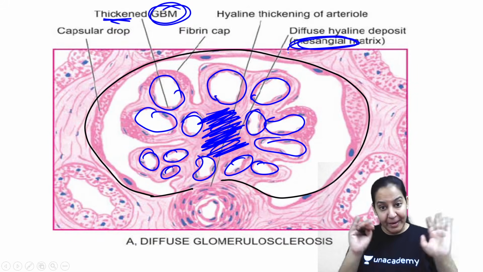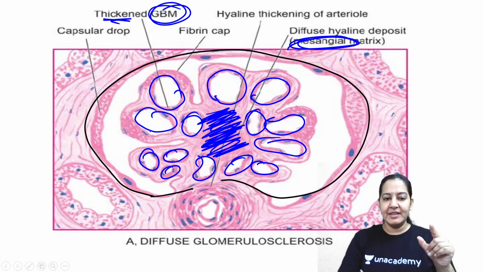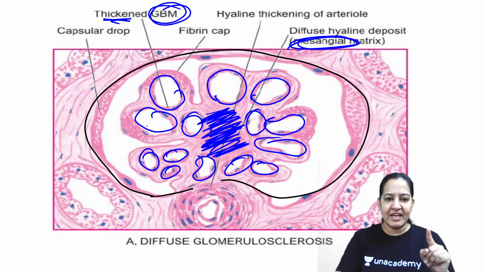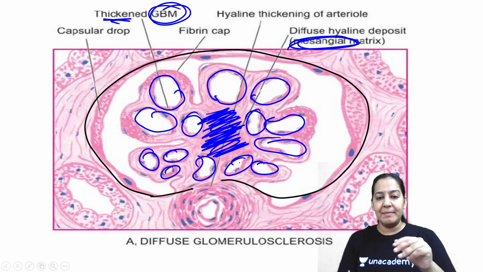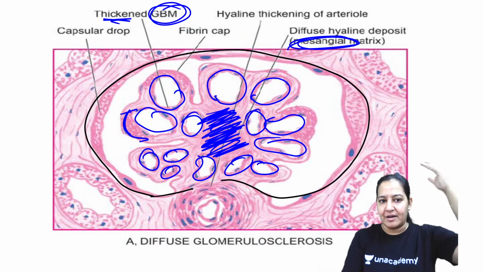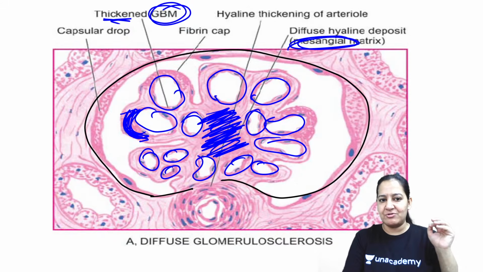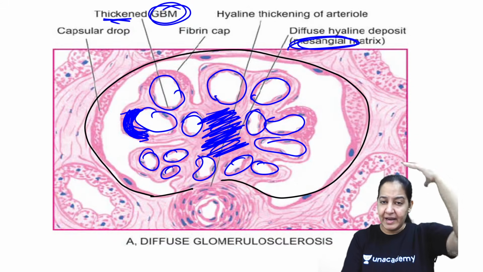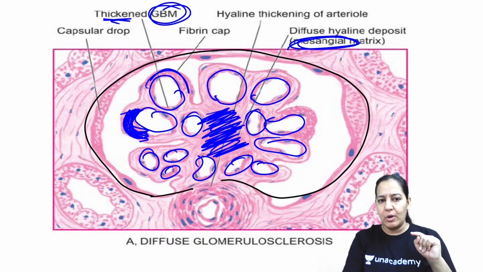Number 3, it is deposited in the capillary wall. Can you see the wall of the capillary? See all the capillaries, see the wall. In a few capillaries, can you see this cap-like structure? Cap-like structure in the wall of the capillary. It looks like the capillary has put on a cap. Can you see this capillary also has a cap? This is the wall of the capillary having hyaline deposit.